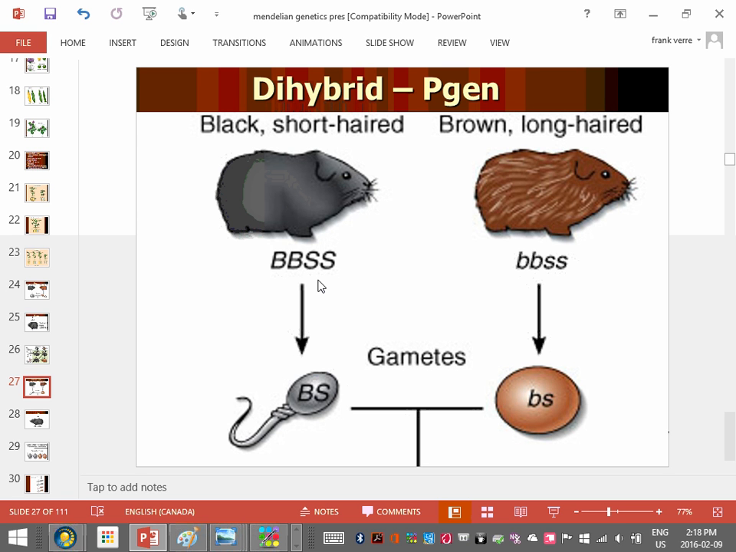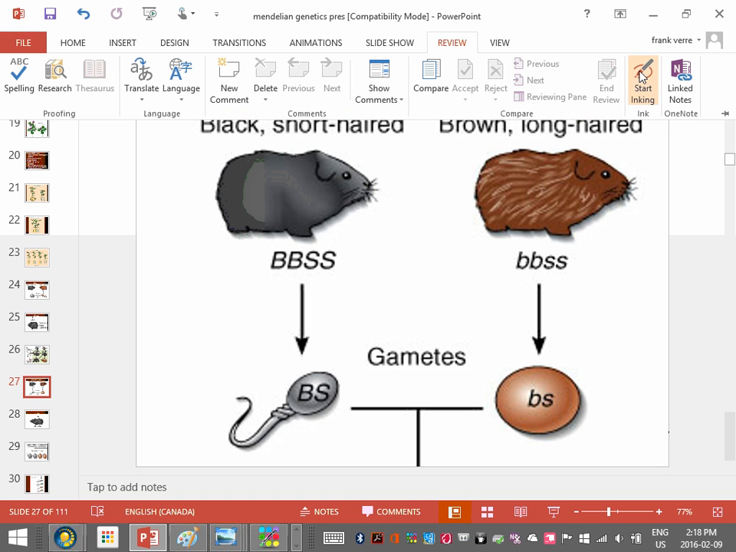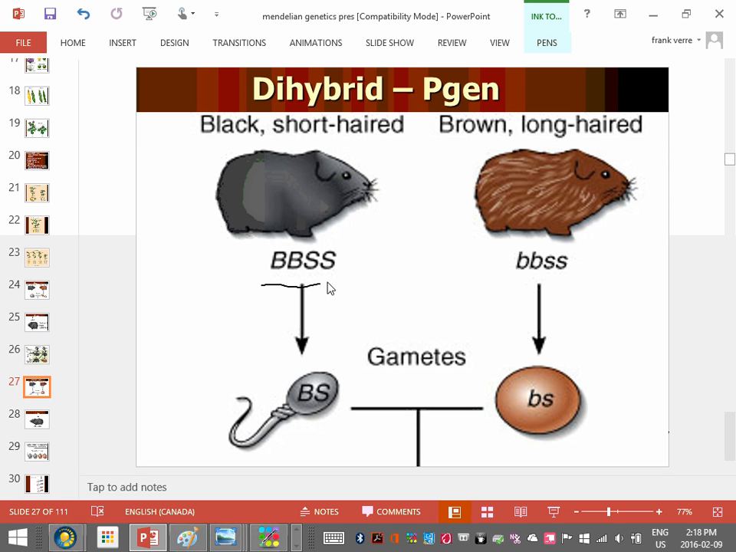Okay? What will happen in this case? Well, this male, is it a male? Yes, a male can only make what type of sex cell? Well, they only have capital B and capital S, so the only sex cells they're going to make contain black and short. If you look at the female, she has only the allele for brown and the allele for long. So her sex cells can only carry the allele for brown and long. If you put them together, what will your baby look like?